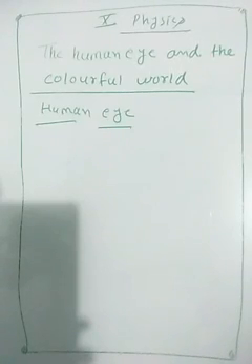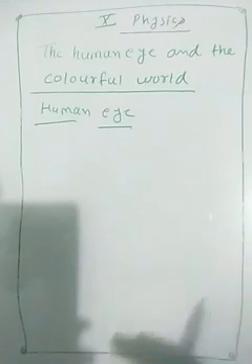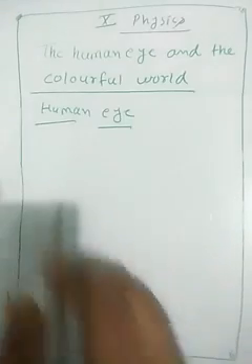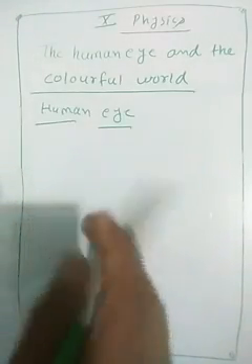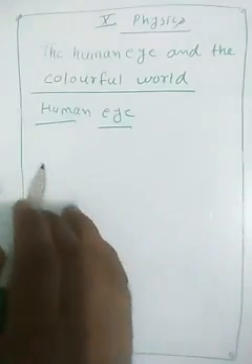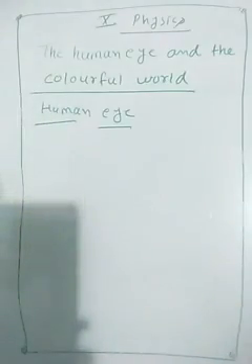It acts like a camera and makes us able to capture the colorful picture of the surroundings. It works just like a camera, not a camera but just like a camera. It makes us able to see the things around us. Suppose that here is written "human eye", but when we close our eyes we can't see it. Only when we open our eyes can we see what is written here. So the eye helps us to see the things around us.